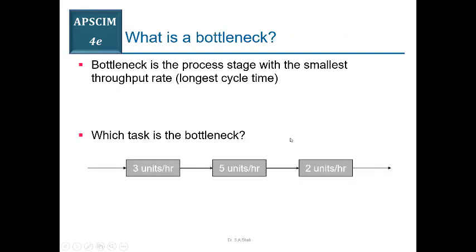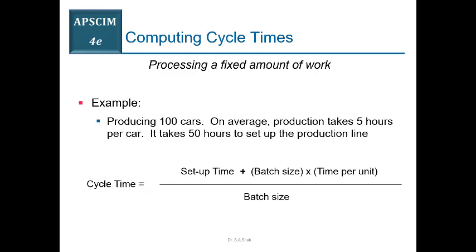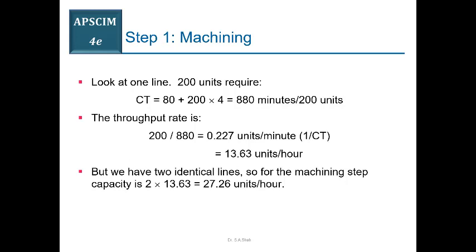यही फॉर्मूला है जो मैंने आपको इनिशियली बताया था, this one. सो सेटअप टाइम plus batch size into time per unit divided by the batch size. So here the batch size is 200. So 80 plus 200 into 4 divided by 200. So ये आपका 200 मैंने यहाँ पे मेंशन किया हुआ है, ठीक है. So 80 plus 200 into 4 comes out to be 880, divided by batch size से आप डिवाइड करेंगे. So it will be the average cycle time of this station, and it will be minutes per unit.